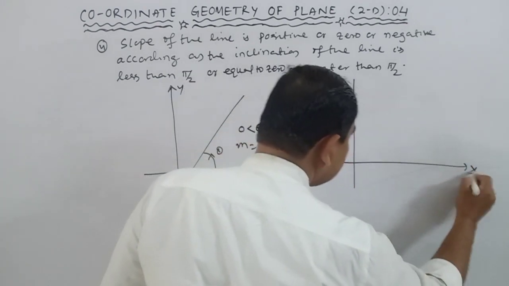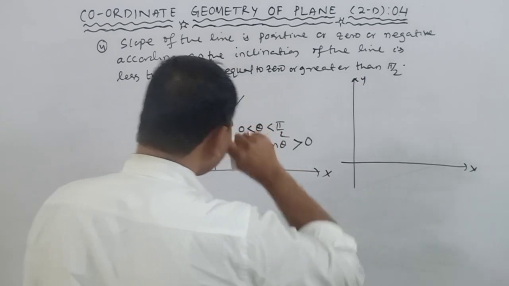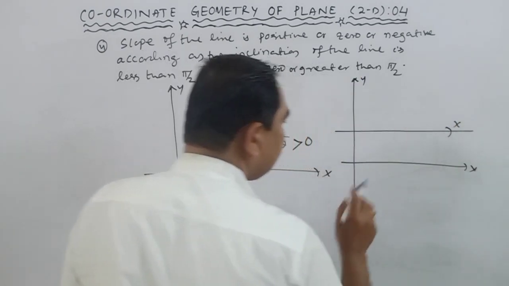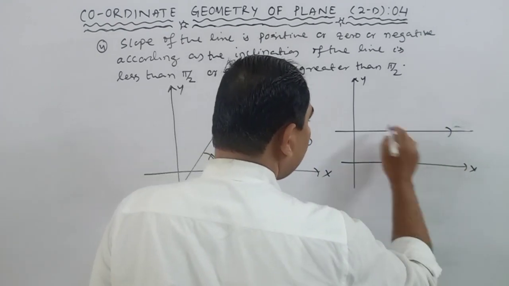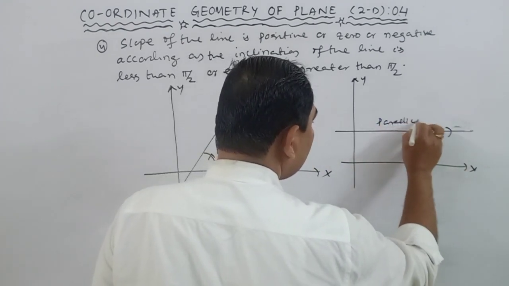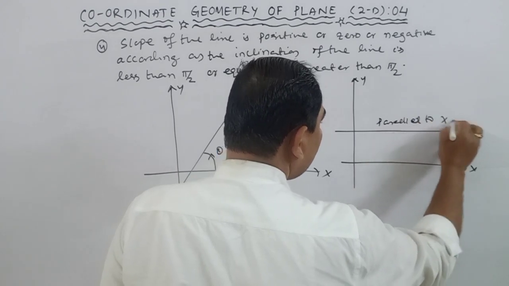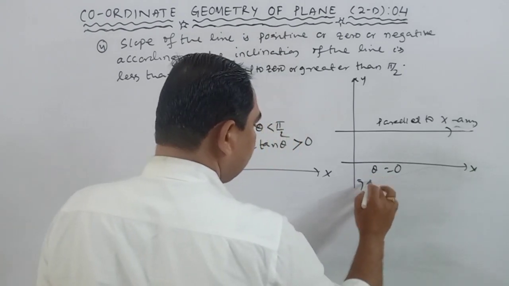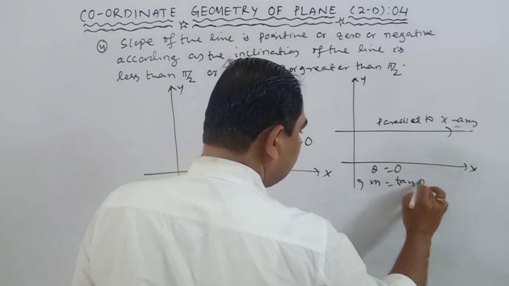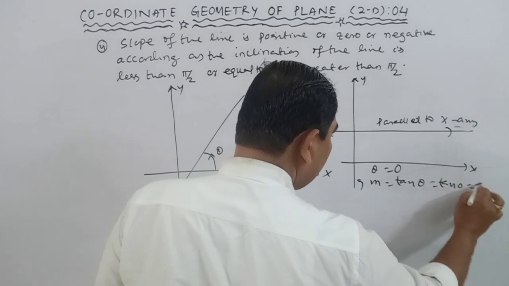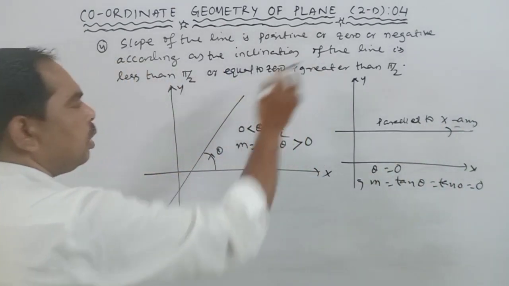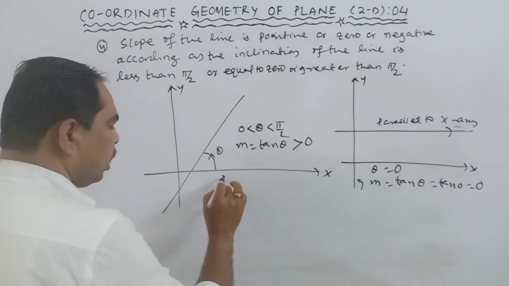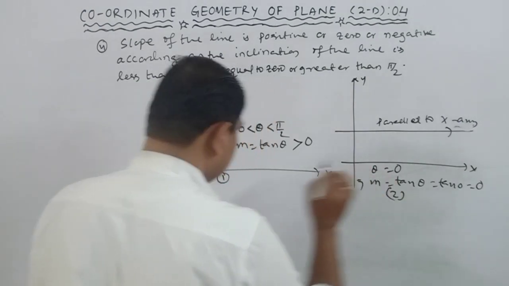Second case, x axis, this is the y axis. If the line is parallel to the x axis, then theta is equal to 0. Theta equal to 0 means m is equal to tan theta, which is tan 0, which is equal to 0. Okay. Next one, third one.